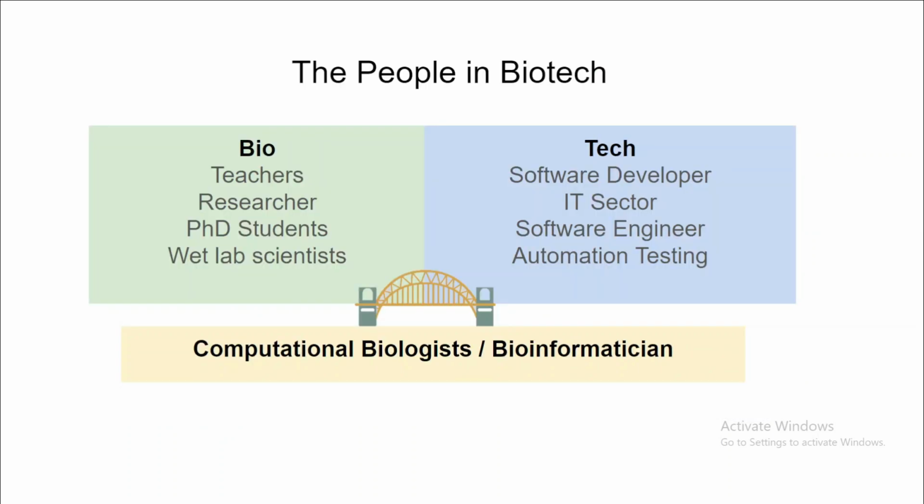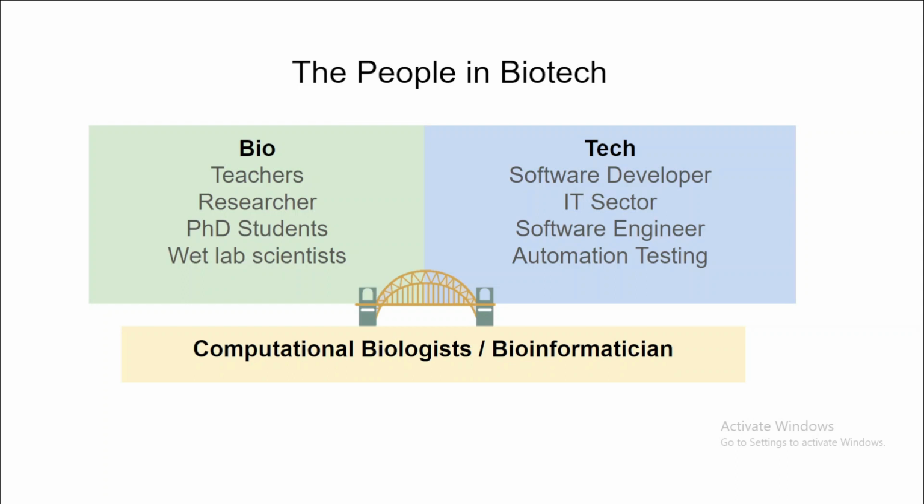Coming to this important point, the entire world of biotech is divided into two categories. One bucket falls under the biology category, and one bucket falls under the technology category. For example, those who are true biologists have different options: they can go into academia, choose a career as teachers, go for research, opt for a PhD position, or even work as a scientist in the wet lab.